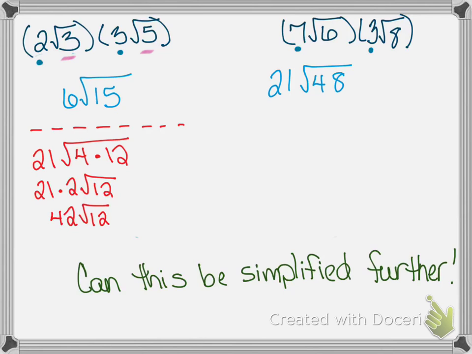Now, does 12 break down to something perfect? Yes, it does. What does it break down to? 4 and 3. So then I have 42 times the square root of 4 times 3. What's the square root of 4? 2.